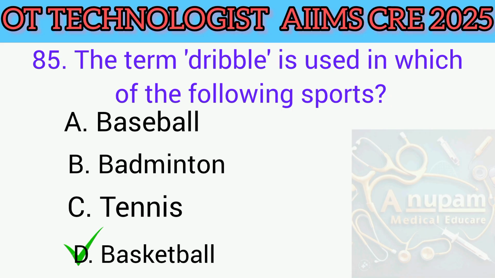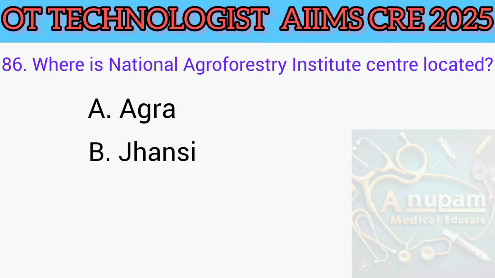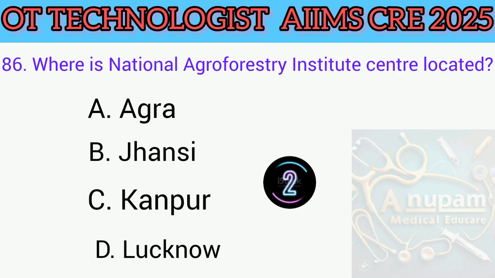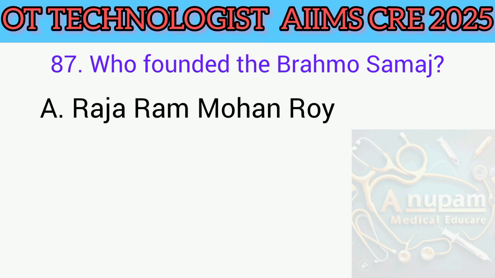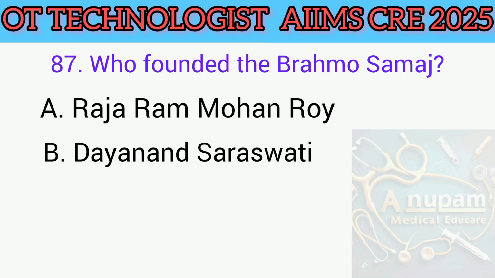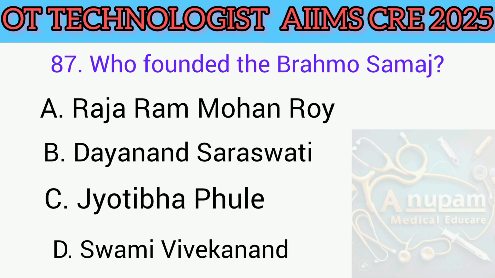Right option, D. Number 86. Where is the National Agroforestry Institute Center located? Option A. Agra. B. Jhansi. C. Kanpur. D. Lucknow. Right option, B. Number 87. Who founded the Brahmo Samaj? Option A. Raja Ram Mohan Roy. B. Dayanand Saraswati. C. Jyotiba Phule. D. Swami Vivekanand.